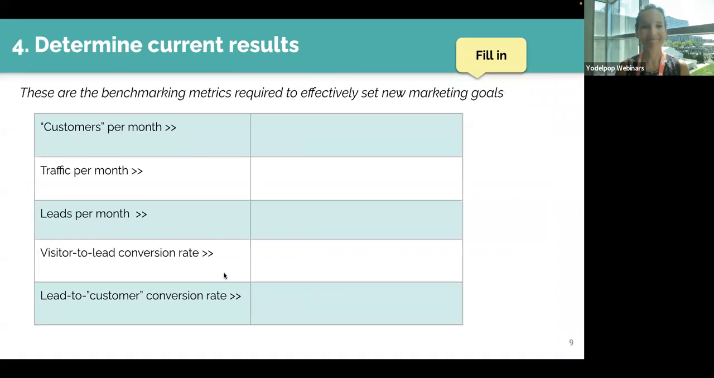Next step. We've talked about what we're doing. We've talked about our objective, what we're being expected to support as marketers. We've talked about our past activities, what we're spending on those past activities. Now, the moment of truth. What are we getting out of those activities?